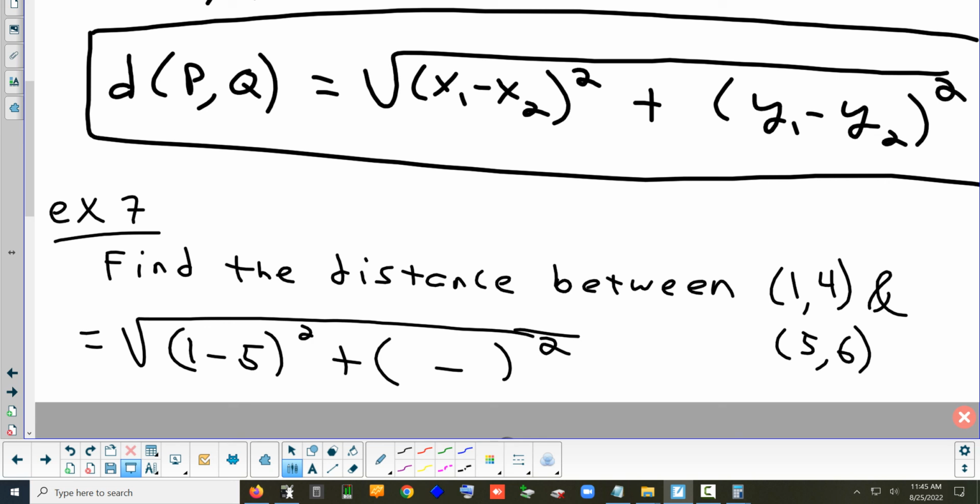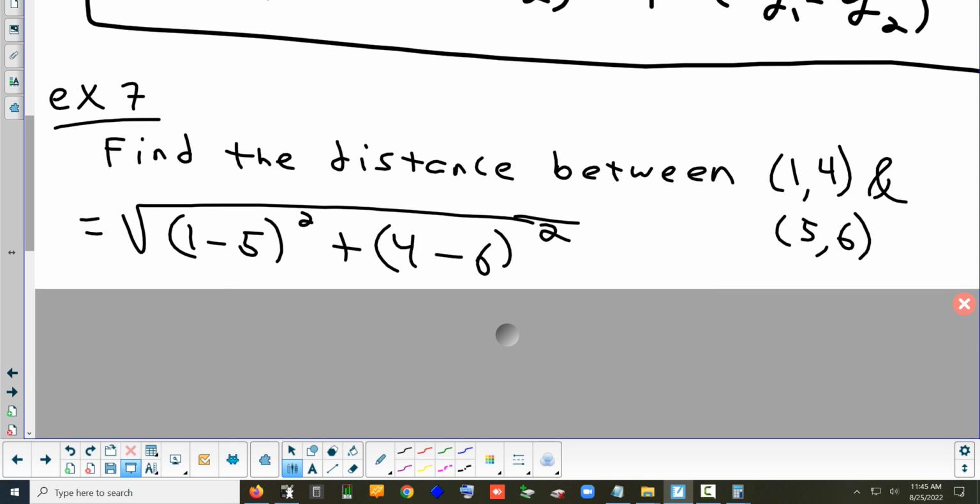Let's go in the same order. You wanted it after the subtraction sign. Yeah, what's the whole thing? 4 minus 6. All right, so we got 1 minus 5, 4 minus 6. Close it, and now we simplify it, and that's going to be our distance.